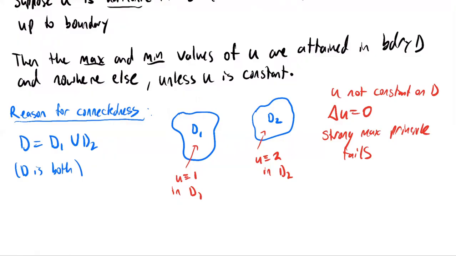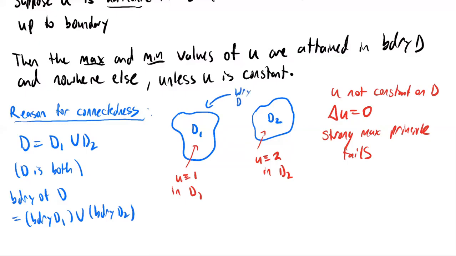Right, so just very briefly, what do I mean by the boundary of D? The boundary of D is mathematically defined to be the boundaries of D1 and D2 combined, or the union of the boundaries. So it's the boundary of D1 union the boundary of D2. That means it's this region and this region combined. The two blue curves are the full boundary of the domain.